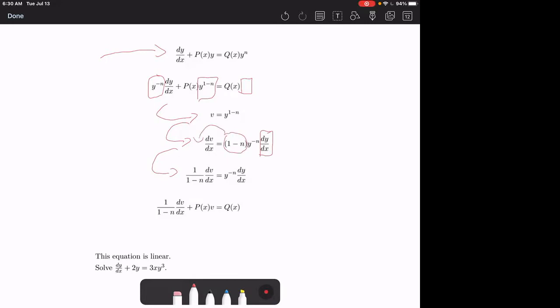The reason we do this, we've actually accomplished something here. Y to the negative n dy/dx on the right is in the equation we're dealing with. So we can perform this substitution entirely, taking out y to the negative n dy/dx and replacing it with 1 over 1 minus n dv/dx. And that is exactly what we've done here. So take a moment to see how this equation is the same as this equation when you use this substitution.